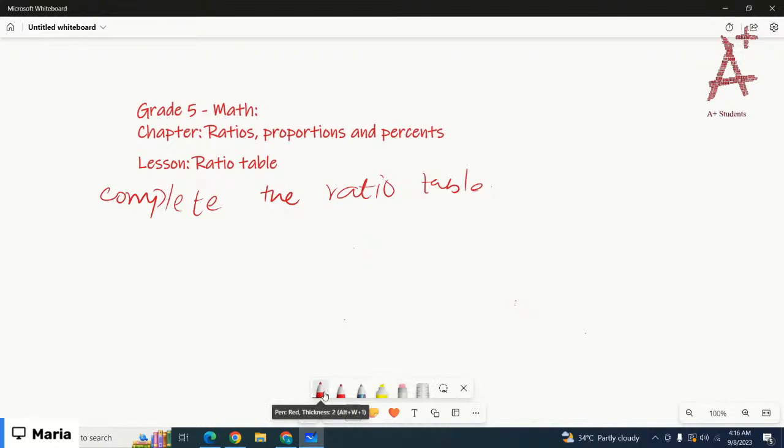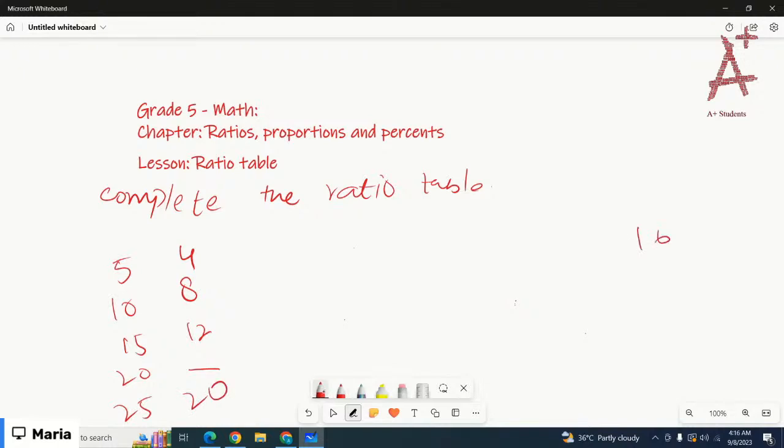Okay, the next one is 5 over 4, 10 over 8, 15 over 12, 20 over the missing value, and 25 over 20. So which value is missing? The options you are given are 16 and 31. Which is the correct option? Which option is the correct one, Marnat?